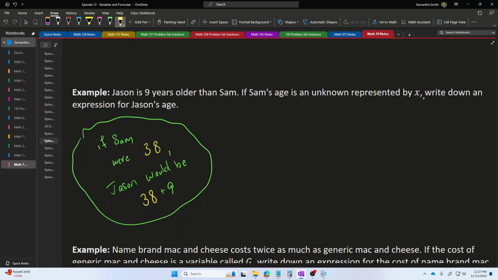But I'm not telling you what my age is, so you're just going to have to leave my age unknown, represented by a variable x. And if you ever figured out what my age was, the action that you would take to find Jason's age would be to take mine and add 9 to it. So this expression, take Sam's age and add 9, would be the directions that you would follow to calculate Jason's age based on mine.